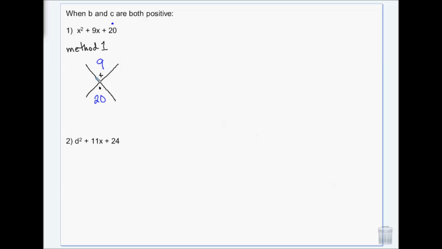I go, okay, I need two numbers that when I add them, I get 9. When I multiply them, I get 20. Well, 4 and 5. 5 and 4. And that becomes my factored form: x plus 4 times x plus 5.